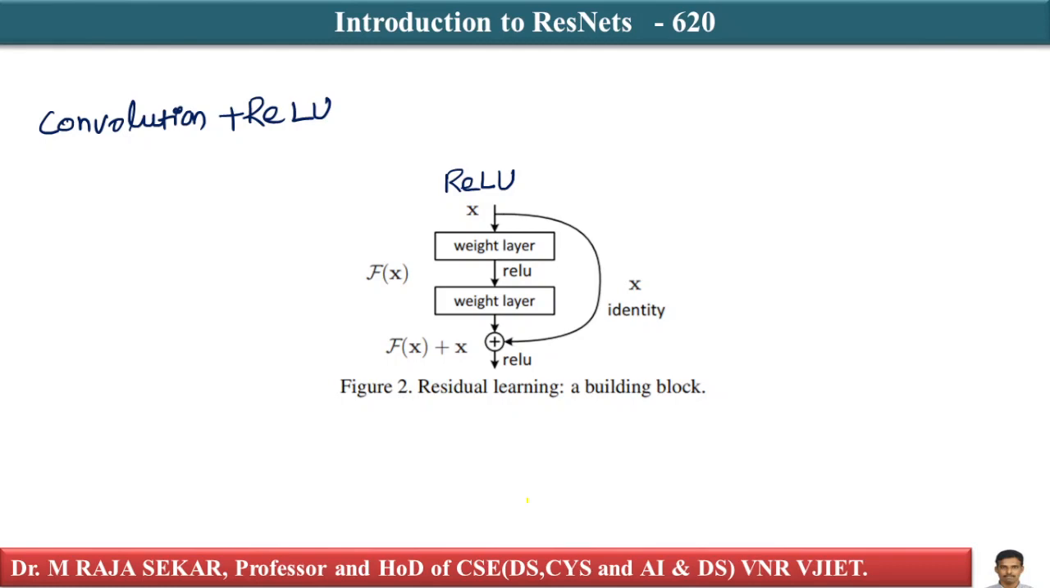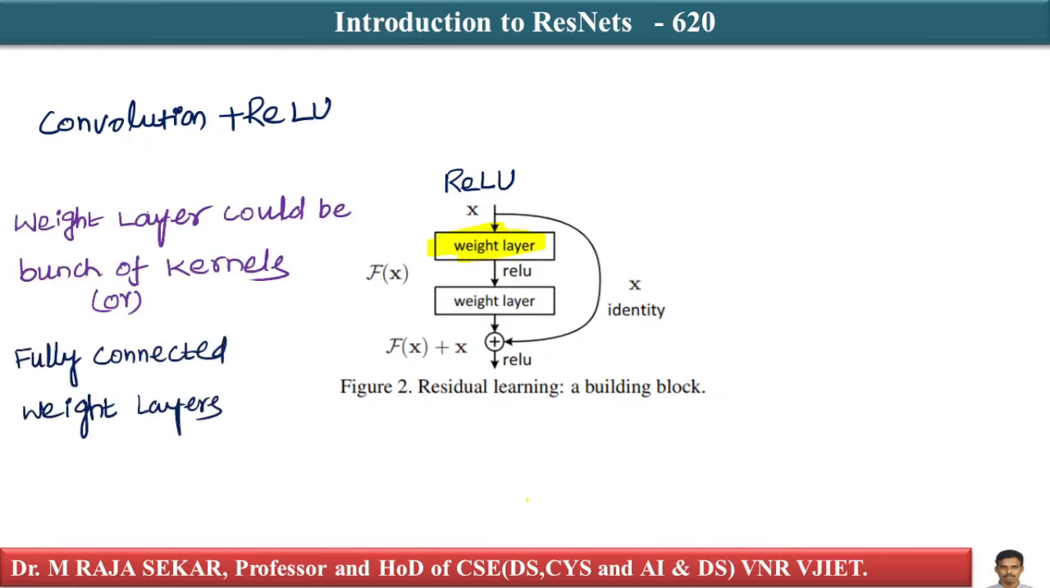Now this x goes into a bunch of weights. These weight layers could be a bunch of kernels or fully connected weight layers. You perform the convolution operation, then the ReLU activation, and then you have a bunch of weight layers, and then you perform the ReLU operation.